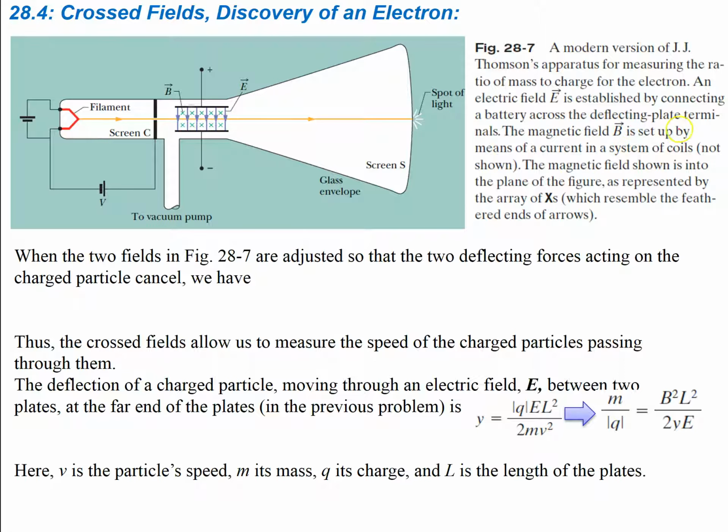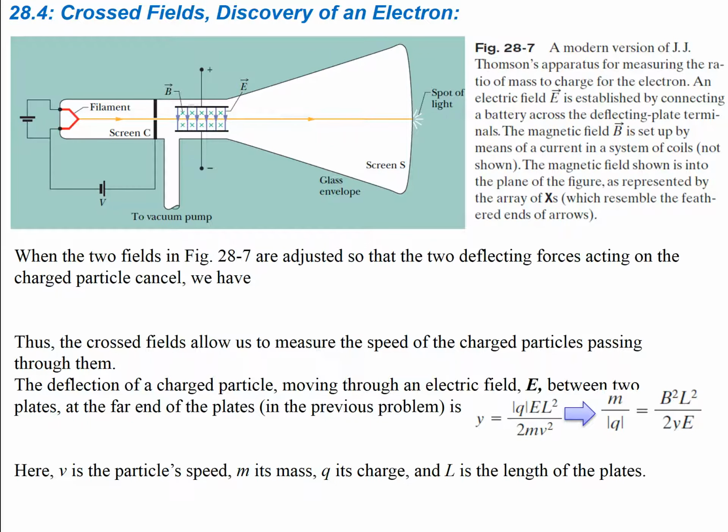You're creating this electric potential across two plates. Now, the magnetic field is set up by means of a current in a system of coils, not shown. The magnetic field shown is into the plane of the figure as represented by the X's. So remember, as I said before, the X's represent it going into the plane. You have a magnetic field going down into the page, and this electric field going across the page. And that's going to provide two different forces on this particle: an electric force and a magnetic force.